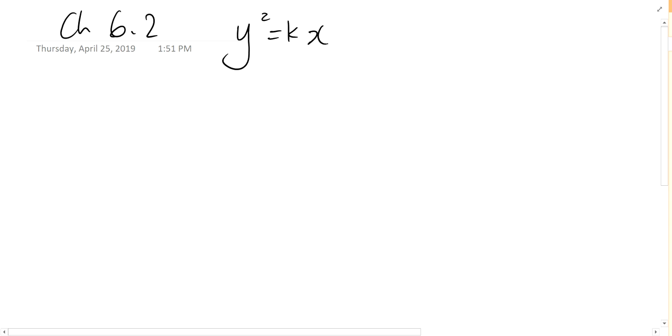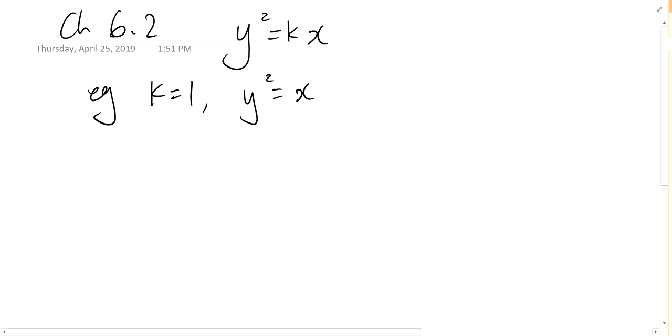This is on chapter 6.2. y squared equals kx. Let's start with the easiest form. What is the simplest value of k you would like me to start with? 1, right? No point telling me k equals 0, because you get y squared equals 0. So let's talk about a case where k equals 1. For example, k equals 1, so y squared equals x.